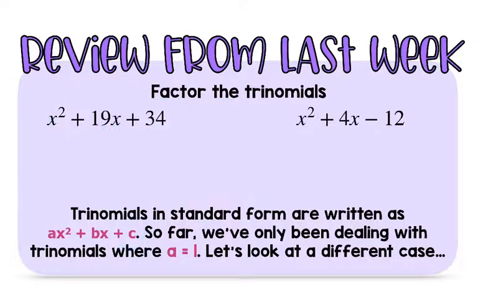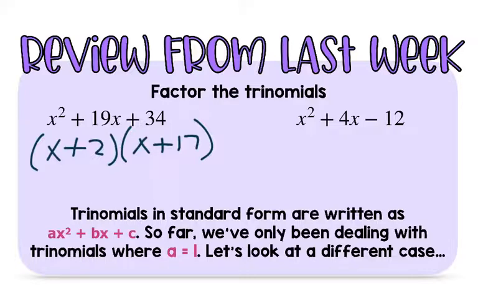So let me clear the screen and just write our answer nice and neat. It was x plus 2, x plus 17. That is the factored version of this trinomial. Okay, let's do it again, this time with a negative number for our C term. So if we have negative 12, how does that affect it?